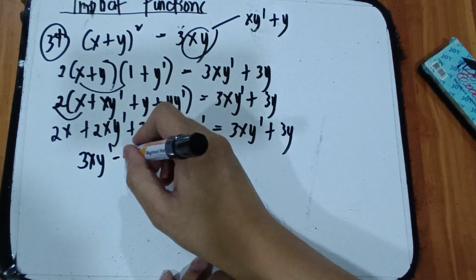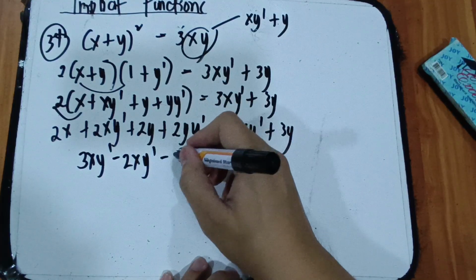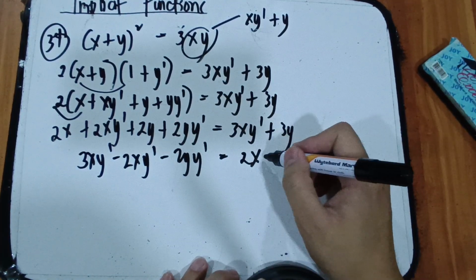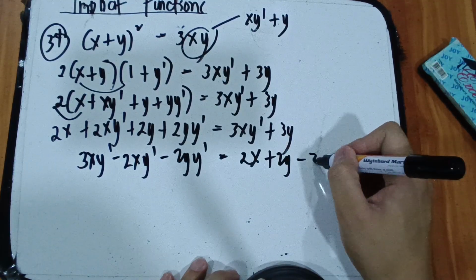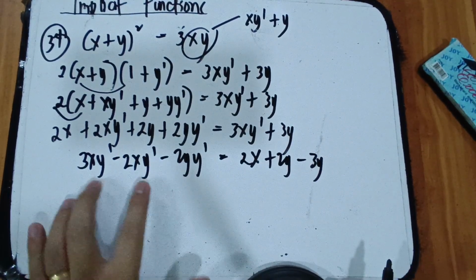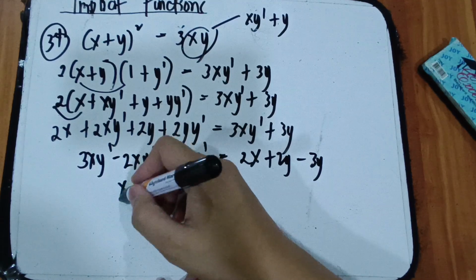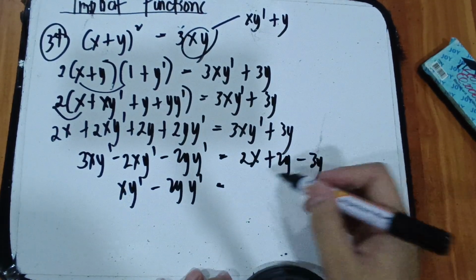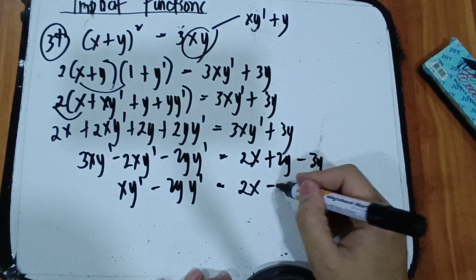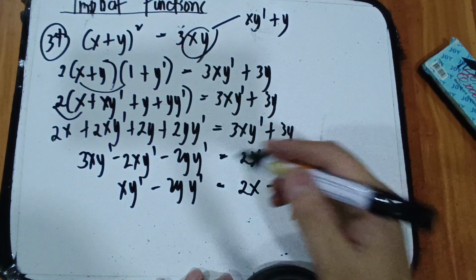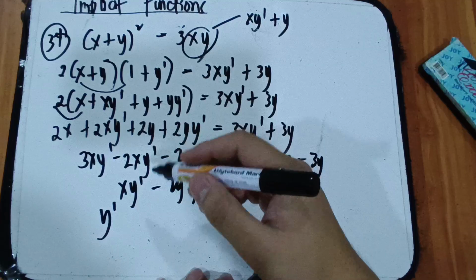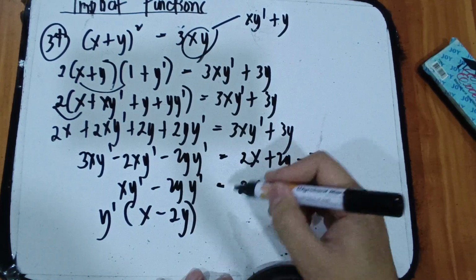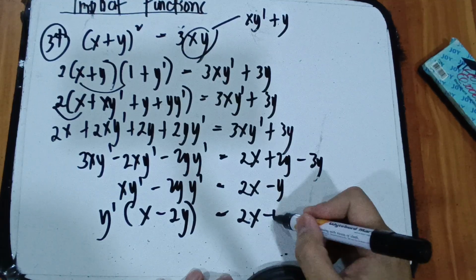3xy prime minus 2xy prime minus 2y prime is equal to 2x plus 2y minus 3y. Similar terms, this is just xy prime minus 2y prime is equal to 2x minus y. Tama? 2y minus 3y is y. Then, factor out by y prime.